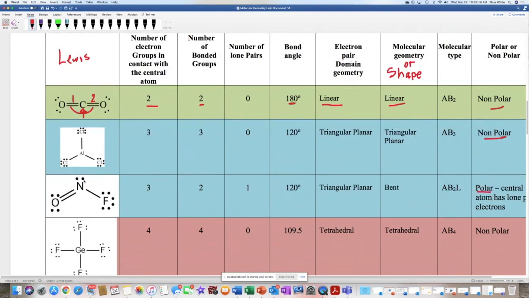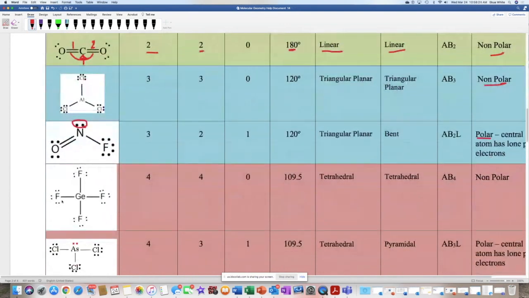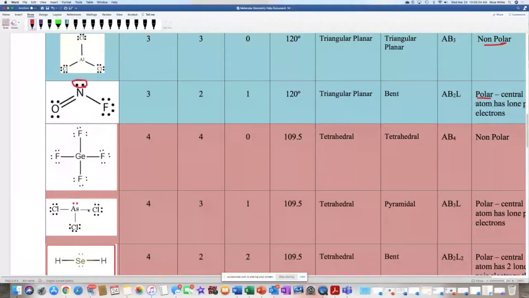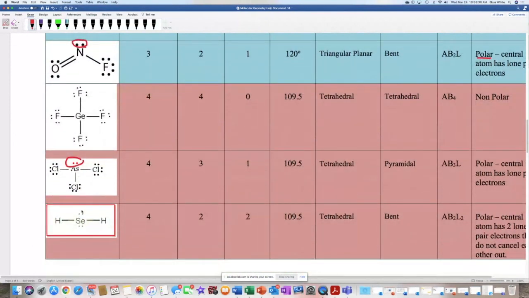The central atom has a lone pair. The lone pair introduces a difference around the central atom. When we have differences around the central atom, different means polar. Here we have the same group, the same type of lone pair and the same type of bonds, so nonpolar, no difference. Here we have a difference, so polar. Two lone pairs, polar.